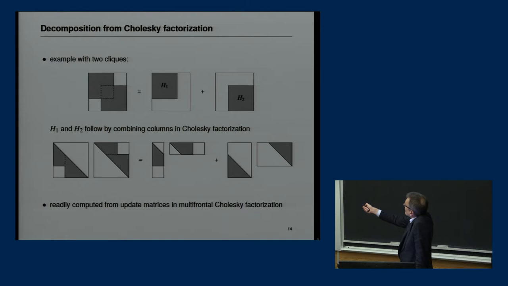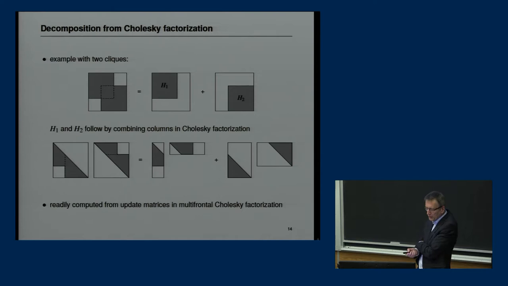And then if you interpret this product as a sum of outer products and group the columns in these two parts, then the first columns in the Cholesky factor will give you this dense block. The second one will give you this one. So from the Cholesky factorization, you obtain this decomposition, and it also comes as a byproduct. If you do a multifrontal Cholesky factorization, you actually compute these matrices.